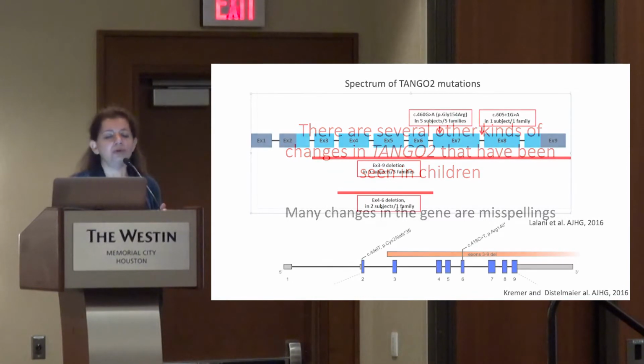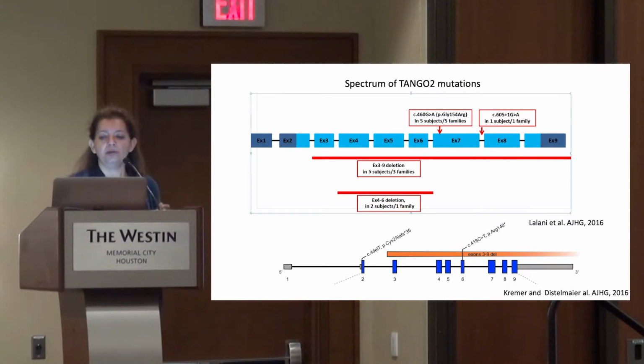From our first 2016 paper, we had the red bar here, it shows the deletion. We had another family who actually had a smaller deletion. Instead of having exon 3 to 9 deletion, this family just had a smaller part of TANGO2 missing, and that was enough to cause problems in that family. And then there can be just a misspelling here and there.